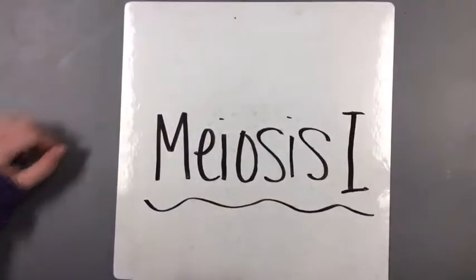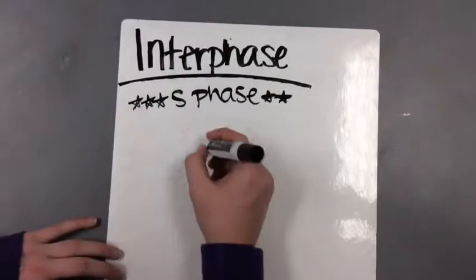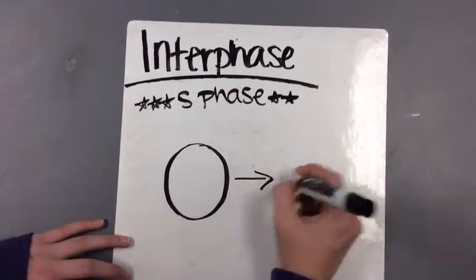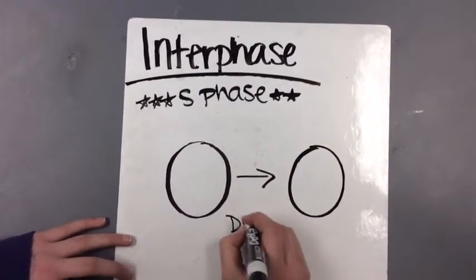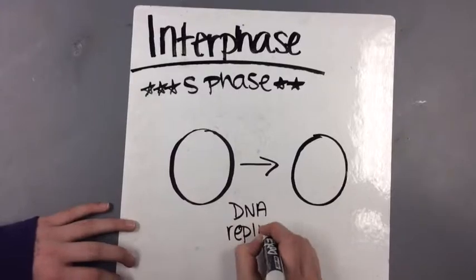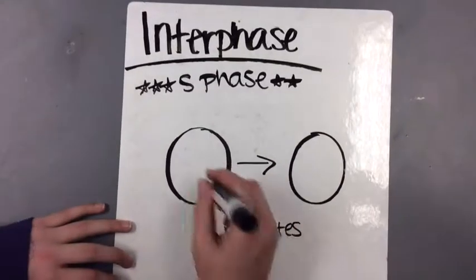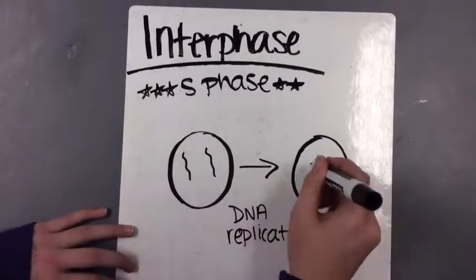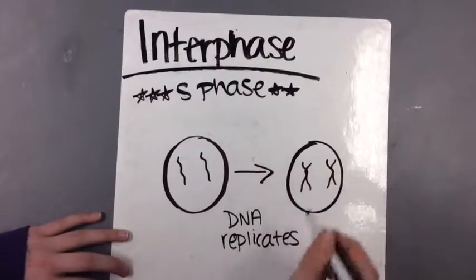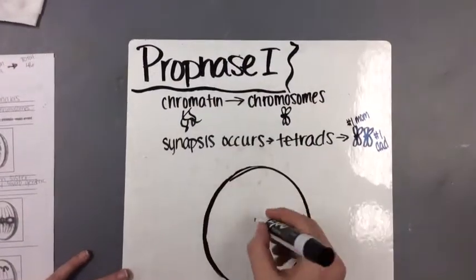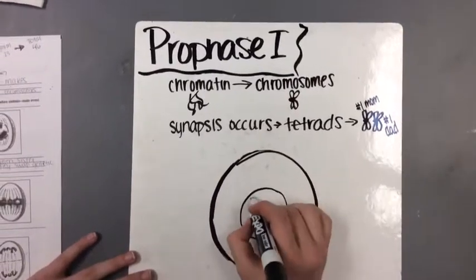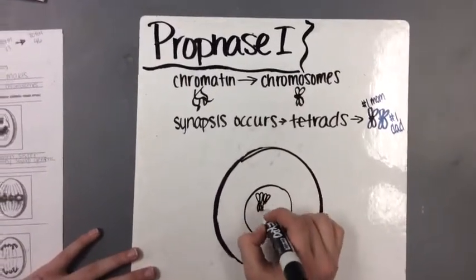In prophase 1, many things occur. Chromatin coils into chromosomes, the nuclear membrane disappears, the nucleolus disappears, centrioles move apart, and spindle fibers form. Most importantly, synapsis occurs. Synapsis is when homologous pairs come together to form a tetrad. Also, crossing over may happen.